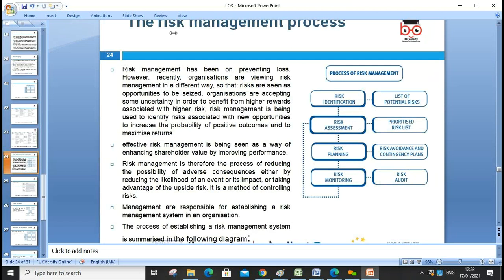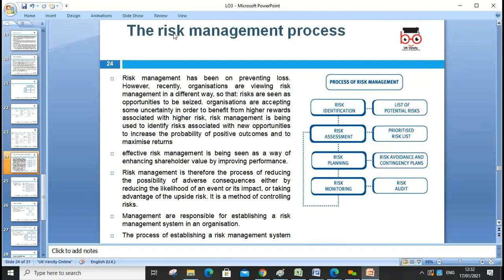Okay, next I have included a slide for you to look at the risk management process, how we can look at it. This side is all the explanation, and this side is what we just summarized. Risk: first of all, you identify the risk, as high, low, or medium.